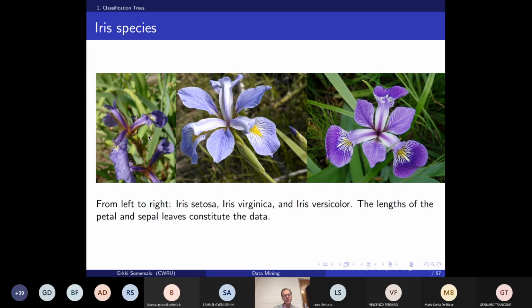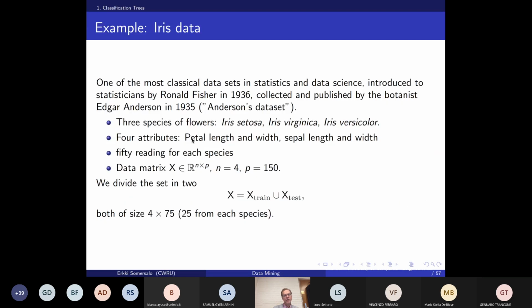So your data consists of 4 numbers, and there are 4 attributes: petal length and width, sepal length and width. And in the Anderson dataset, there were 50 readings for each species. So you have 3 classes and 50 from each class. So you have 150 data points, and the number of attributes is 4. And this dataset you find anywhere. You go to the internet and you type iris data, and you will certainly see this dataset.